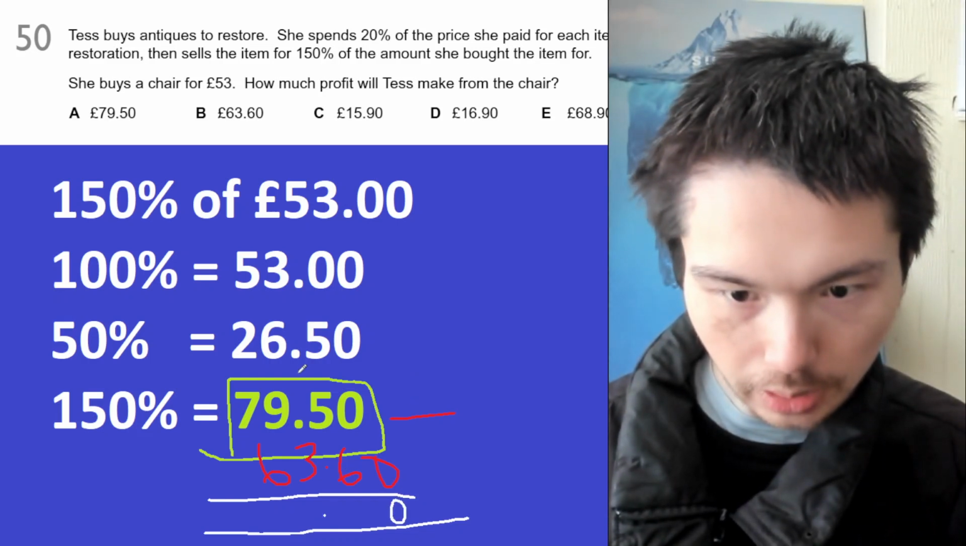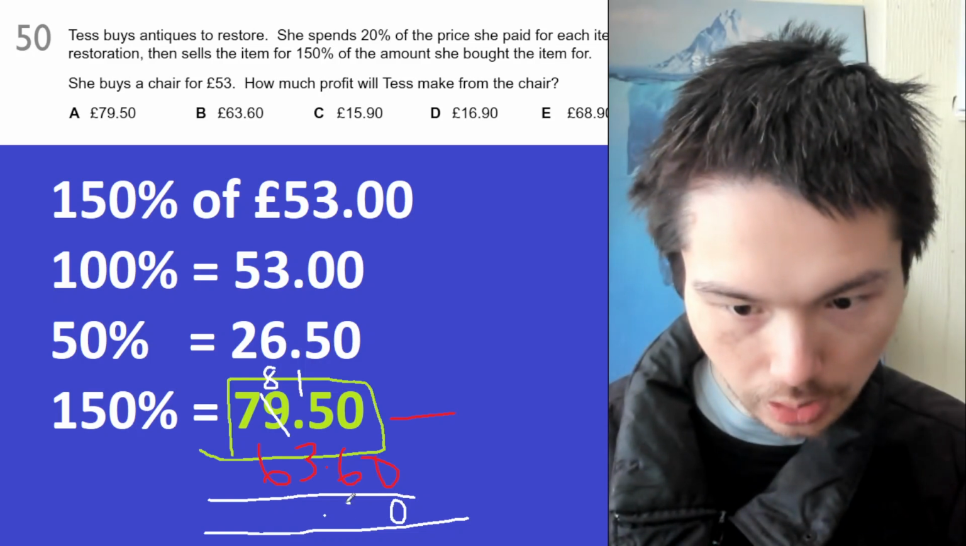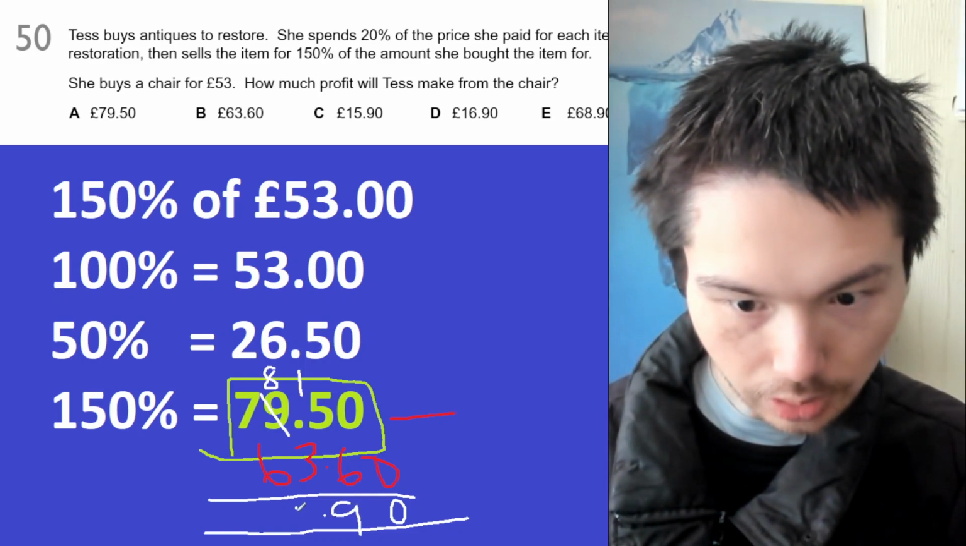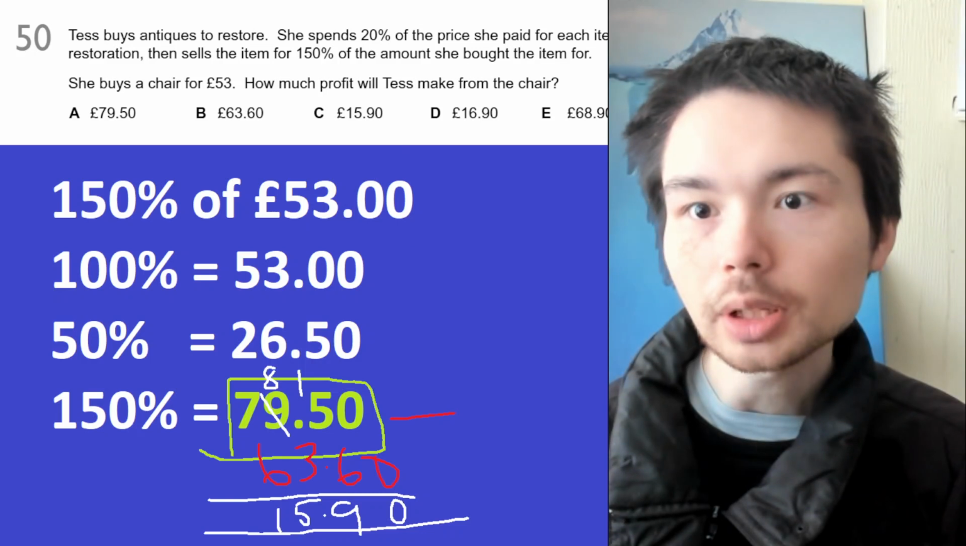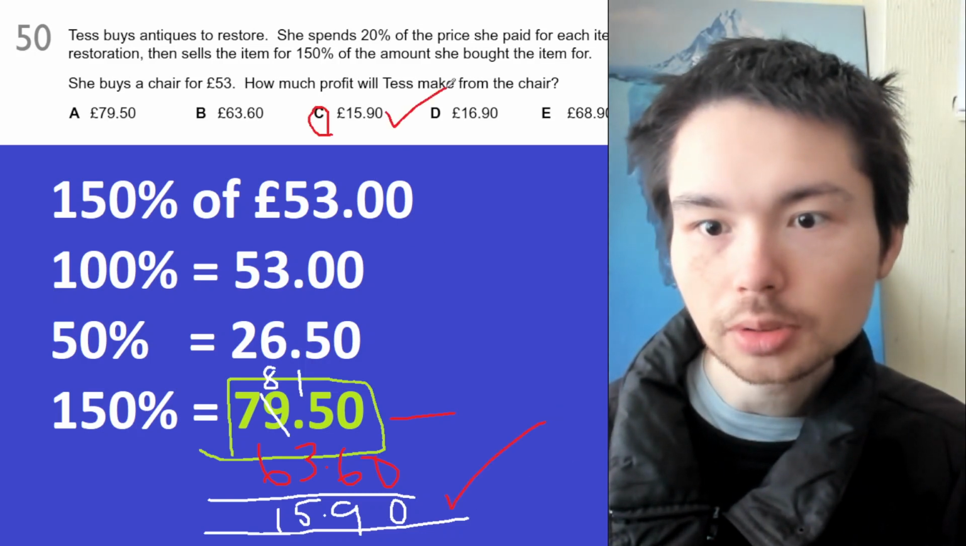5 take away 6 we cannot do, so borrow. 15 take away 6, 9. 8 take away 3, 5, 1. 15.90. Good, that is the answer. 15.90. Tick.